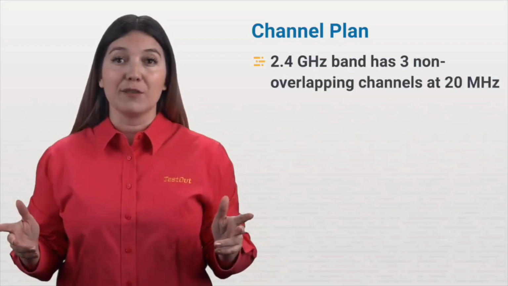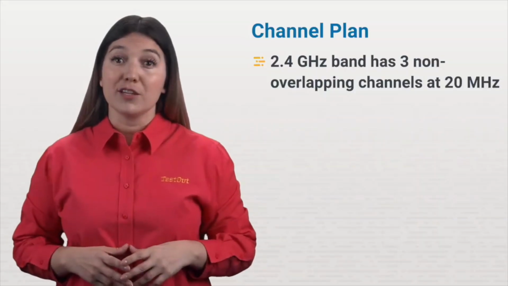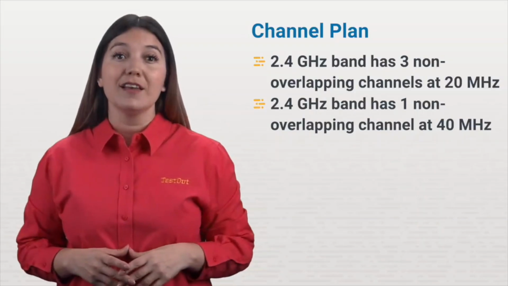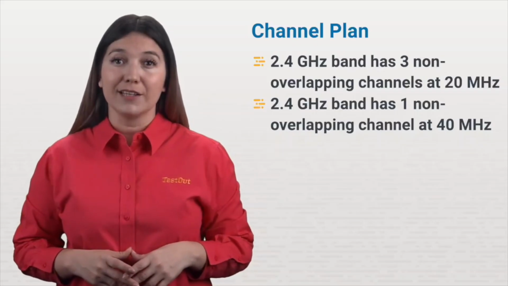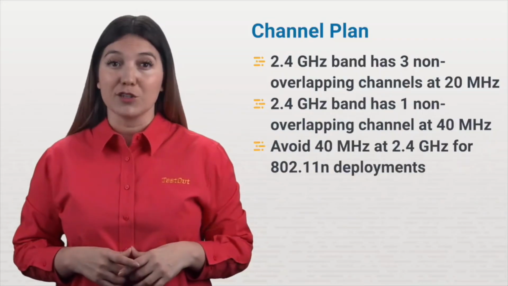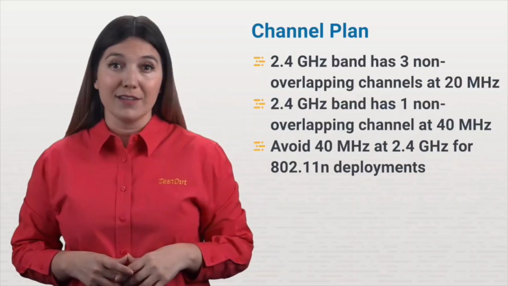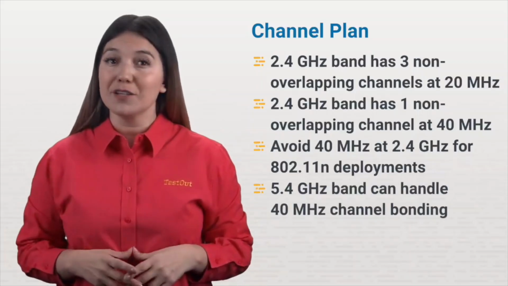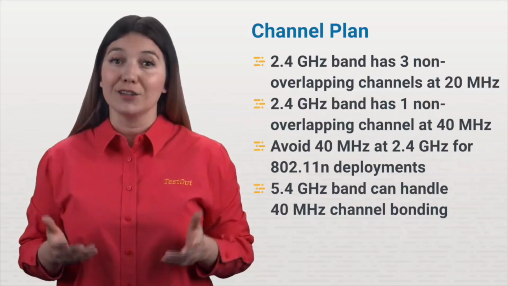You should use your spectrum analyzer data to develop a channel plan that will work in your environment and take into account all of the frequencies that will be used. Most access points and controllers can support both 20 MHz and 40 MHz channels in the 2.4 GHz and 5.4 GHz ISM bands. Remember, using the 2.4 GHz band provides only 3 non-overlapping channels at 20 MHz and only 1 non-overlapping channel at 40 MHz. This increases the likelihood of adjacent channel interference at 40 MHz. In fact, you should probably avoid using 40 MHz at 2.4 GHz for 802.11n deployments. The 5.4 GHz band is much wider and handles 40 MHz channel bonding a lot better.